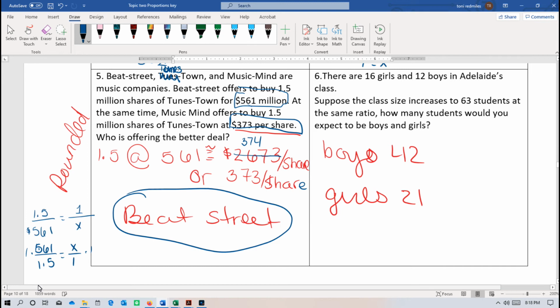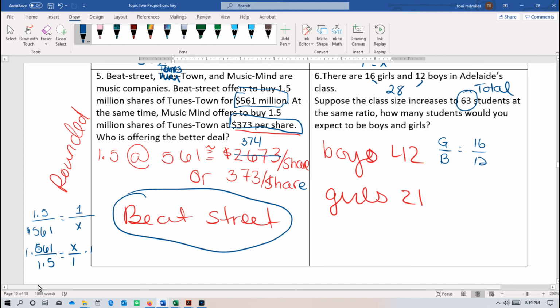There are 16 girls and 12 boys in Adelaide's class. Suppose the class size increases to 63 students. At that ratio, how many students would you expect to be girls and boys? So right now, we have girls to boys, 16 to 12. But look, in the second part, they only give me the total. So I need to find the total in our class to begin with, and that is 28.